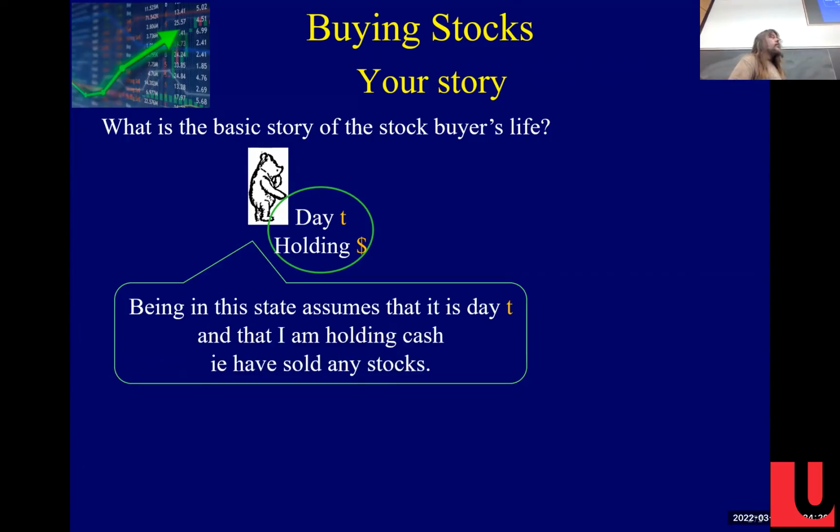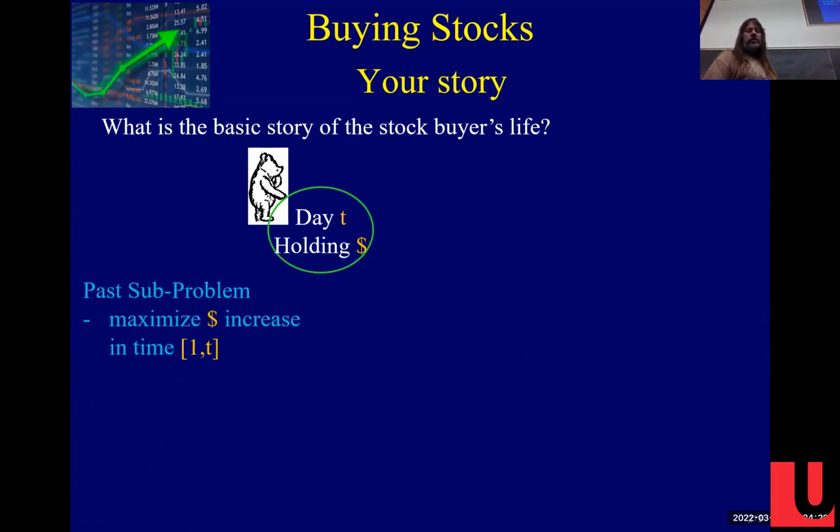All right, that's everybody knows. Whatever stocks we had in the past, we've sold them, or maybe it's the first day. Anyway, we know we have cash, right? And so here's our... we have a past subproblem, which is to maximize the amount of money from the beginning to here, right? We could have that past problem.